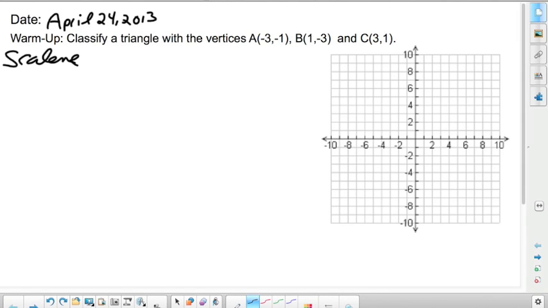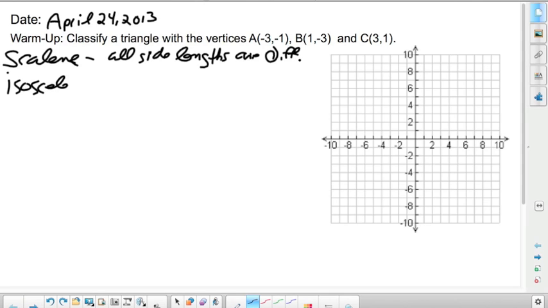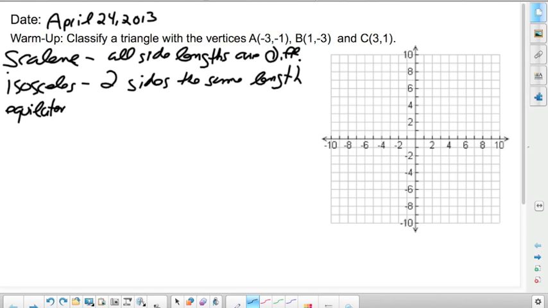So classification: scalene, all side lengths are different. Isosceles, two sides the same length, and equilateral, all three sides the same length.